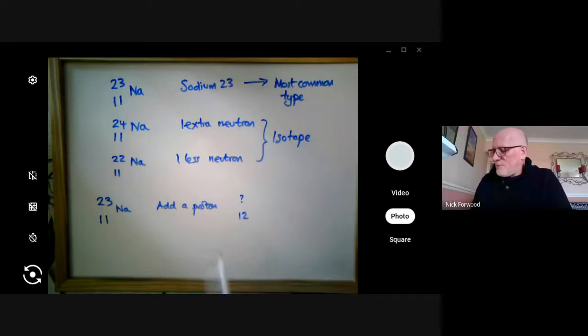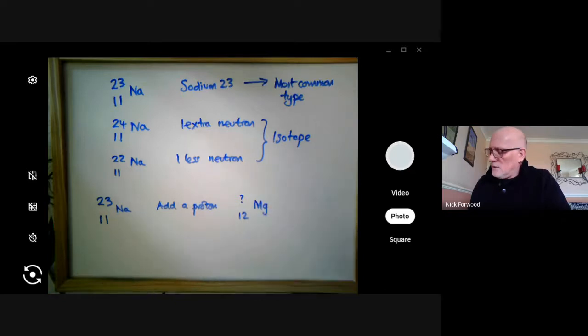So what happens if you add a proton? Then the atomic number goes up to 12, and you have to go to your periodic table and say, oh, what's the element with atomic number 12? And it is, in fact, magnesium, I think.